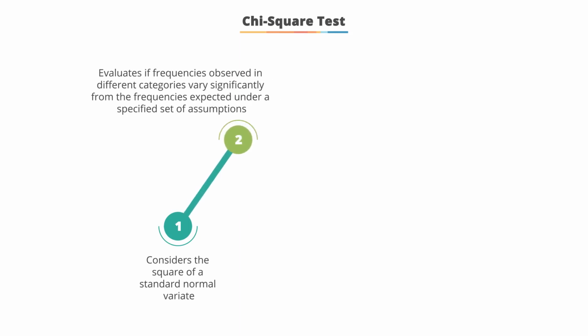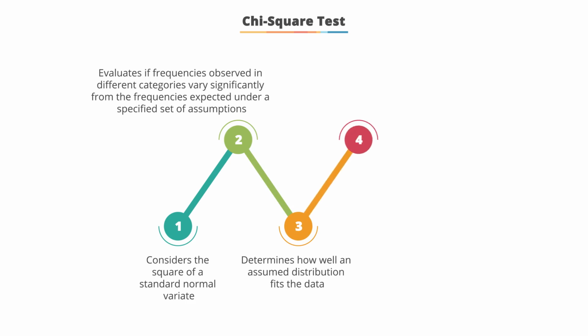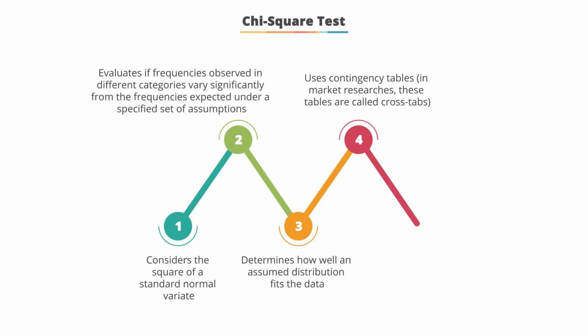Well, what are the features of a chi-squared test? First, we have to consider the square of a standard normal variate. Second, we need to evaluate if the frequencies observed in these different categories vary significantly from the frequencies expected under a specified set of assumptions. Third, we'll have to look at determining how well an assumed distribution actually fits the data. Fourth, we'll use crosstabs or contingency tables. And fifth, it needs to support a nominal level measurement type.